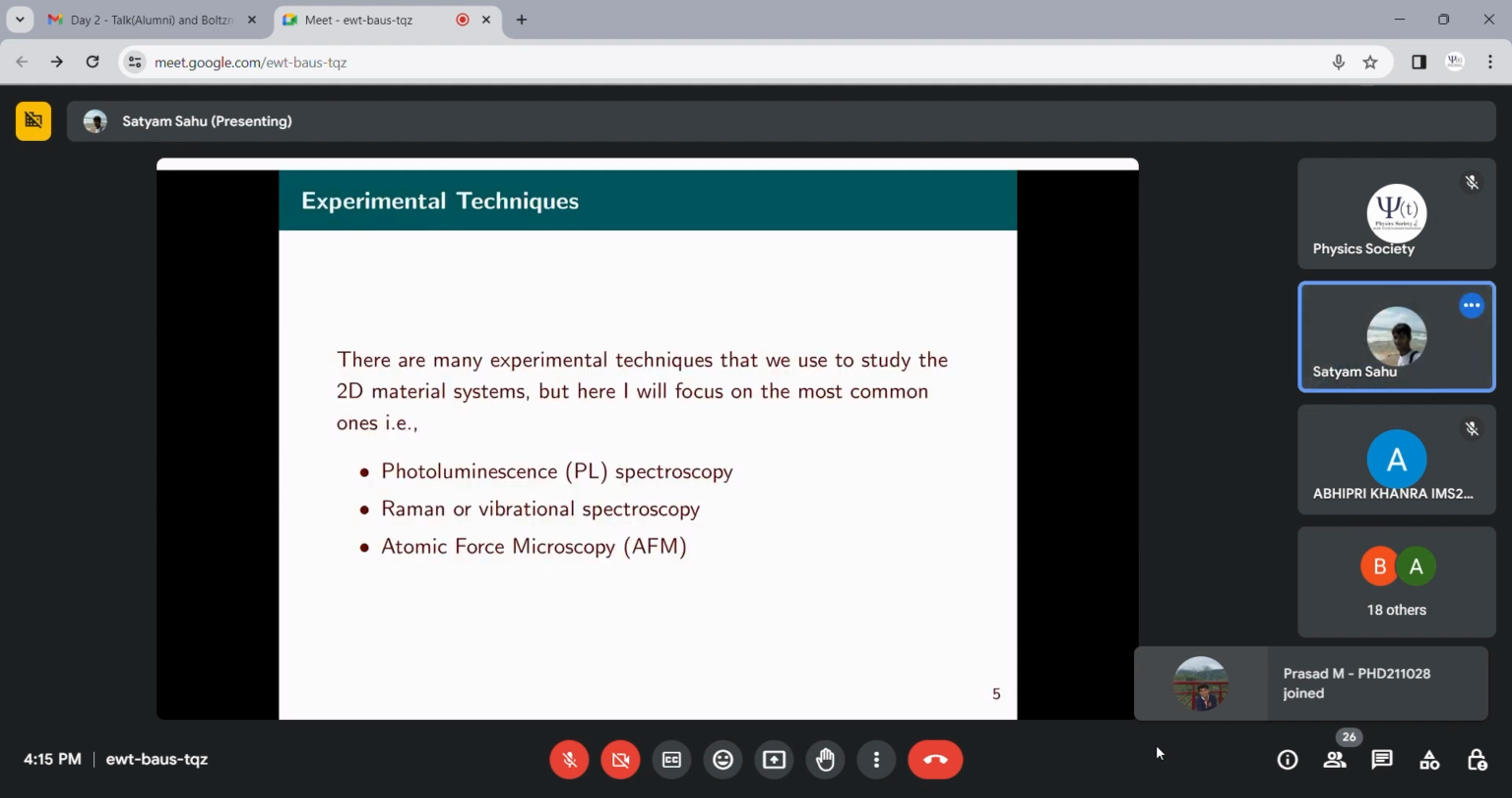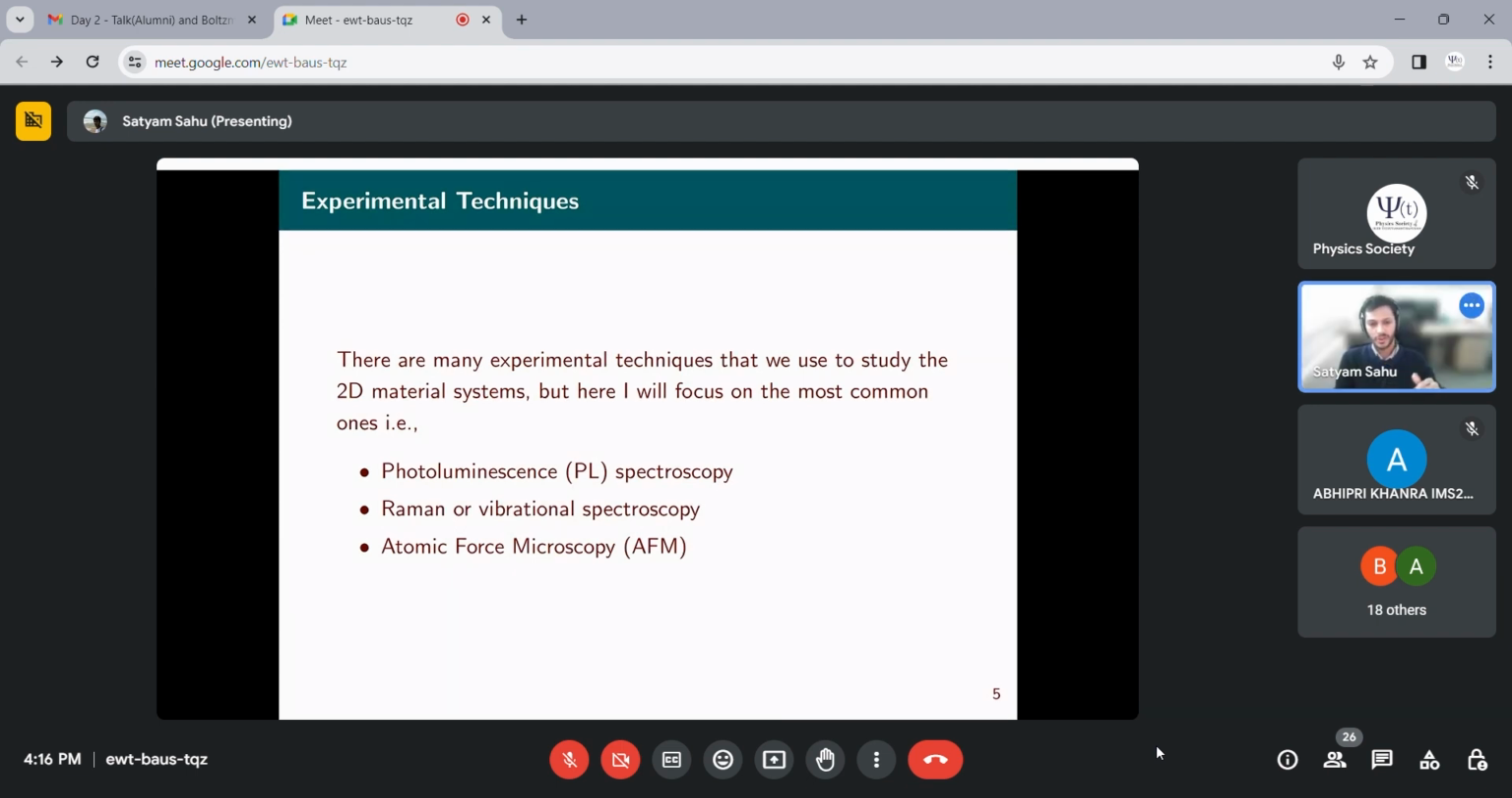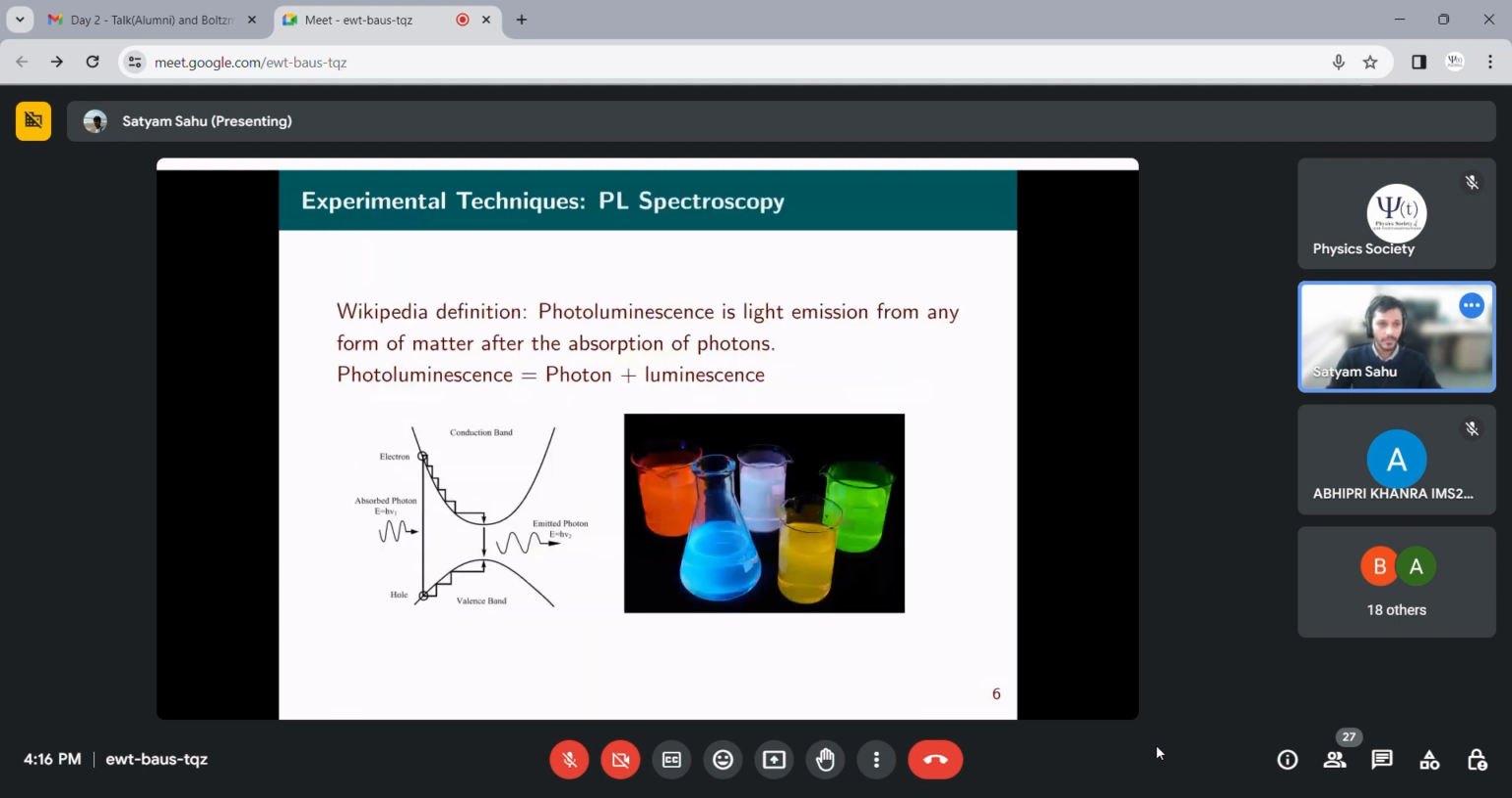There are a lot of techniques actually, but here I'll try to focus on the most common ones, and give a brief introduction of what these techniques are and how you can use them to characterize the material systems. The most common techniques are photoluminescence, which most of the time I'll be calling the PL spectroscopy, then we have the Raman or vibrational spectroscopy, and finally the atomic force microscopy. So let's start with the PL spectroscopy.